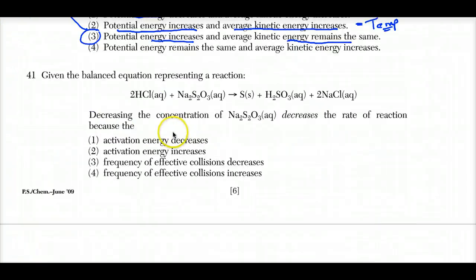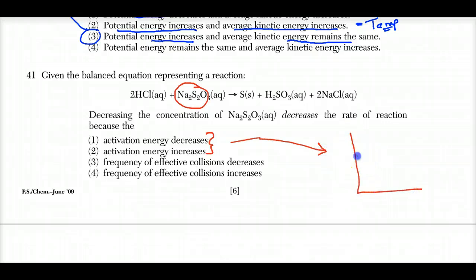Number 41, given the balanced equation representing a reaction, decreasing the concentration of sodium thiosulfate decreases the rate of reaction because decreasing the concentration, adding less of this, will not affect the activation energy. Activation energy, if you remember your potential energy curve, is the amount of energy it takes to start the reaction. So it's where you start to the top of the hill. Got to get to the hill to ride the slide. Okay, but we know we lower that by adding a catalyst, and that would speed up the reaction, but changing the concentration doesn't do any of that.